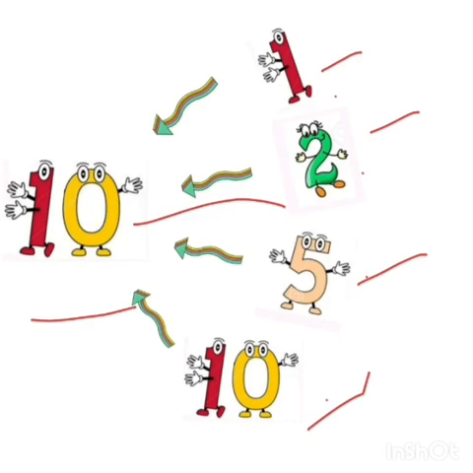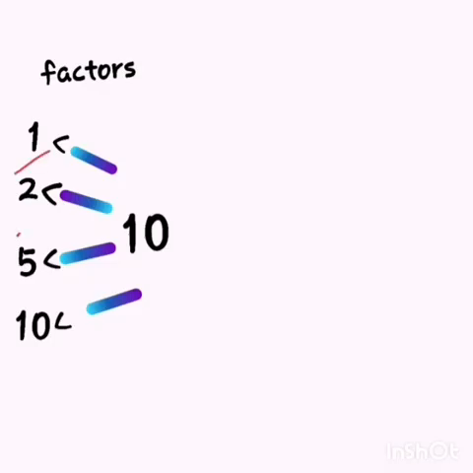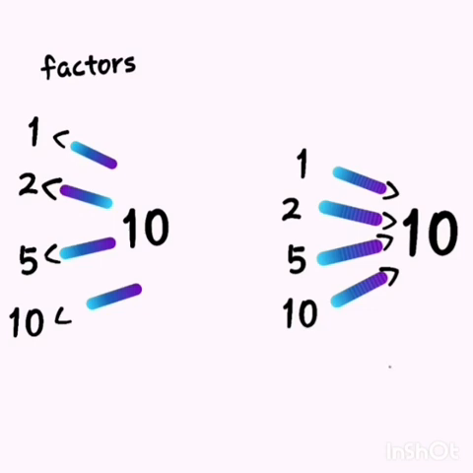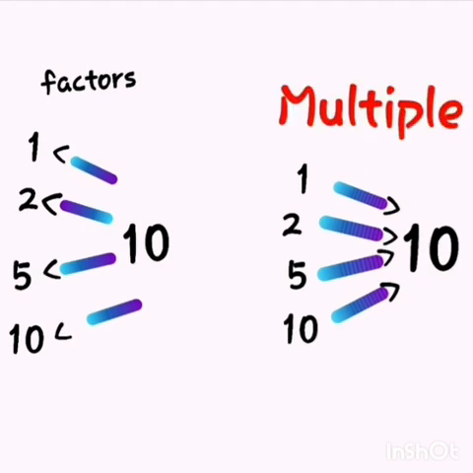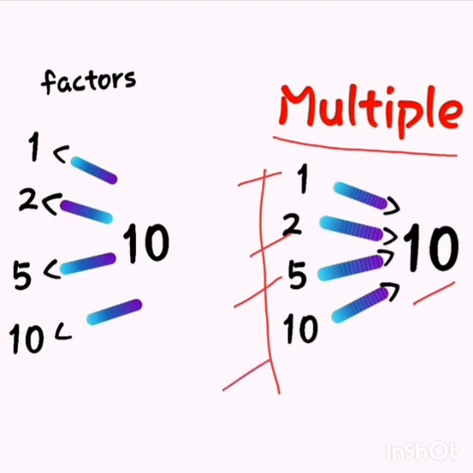So let us see. 1, 2, 5 and 10 are the factors of 10, right? But 10 is not a factor of these numbers. So what is 10 of these numbers? Do we have a different name for it? Yes, we do. We say that 10 is a multiple of these numbers. So 10 is a multiple of 1, a multiple of 2, a multiple of 5, a multiple of itself. Why?